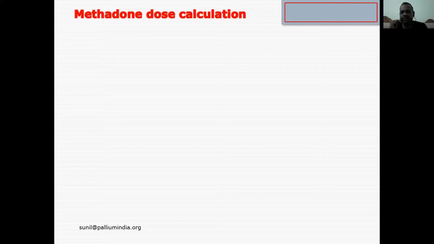There is a 3-day switch method. You give the full dose of methadone over 3 days. On the first day, you add 1/3 of methadone. On the second day, you add another 1/3, and on the third day, another 1/3. So the total dose is given in only 3 days. Accordingly, on the first day you reduce the morphine by 1/3, on the second day another 1/3, and on the third day you stop morphine. That's how the 3-day switch of morphine happens.